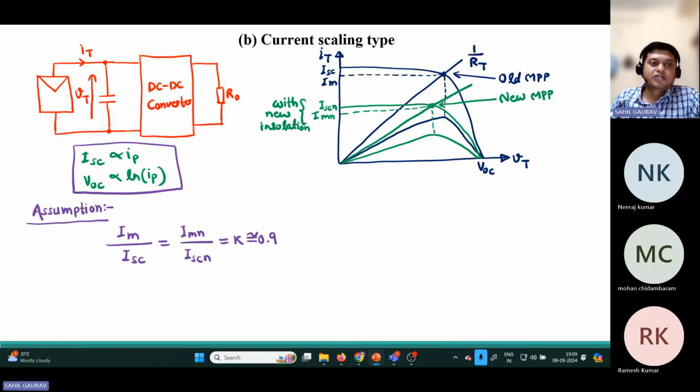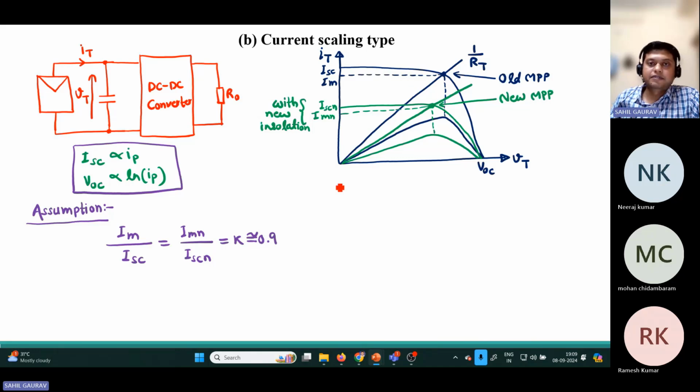As we all know, the short circuit current is directly proportional to the photo current, and the open circuit voltage is proportional to the logarithm of the photo current. So this will be used later. Why this concept is discussed here.